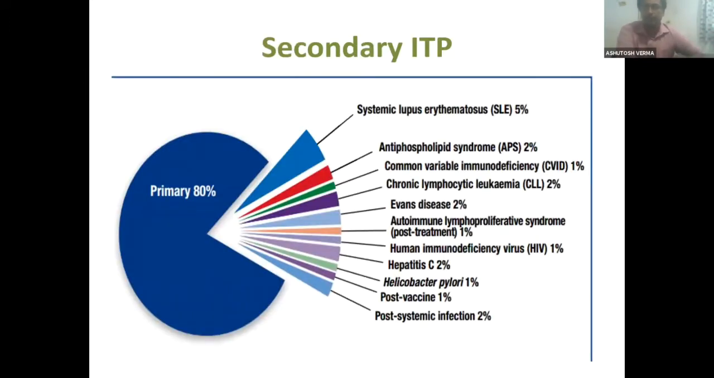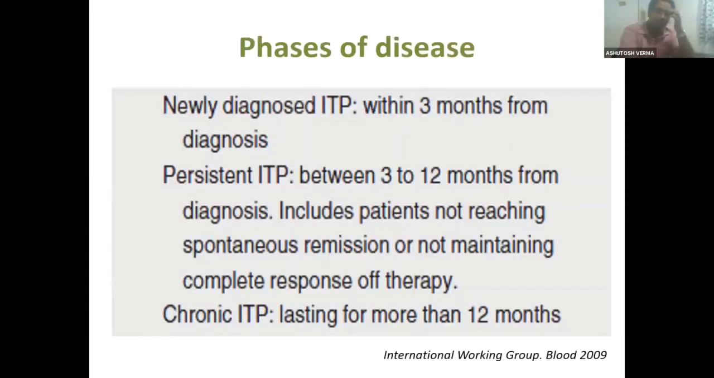So these are the common causes of the secondary ITP, like SLE, antiphospholipid antibody syndrome, common variable immunodeficiency, leukemias, Evans, autoimmune lymphoproliferative syndrome, HIV, hepatitis C, Helicobacter pylori, post-vaccine, and post-systemic infection. Coming to the phases of disease, newly diagnosed ITP is within 3 months from diagnosis. Persistent ITP is between 3 to 12 months from diagnosis, and chronic ITP is lasting for more than 12 months.